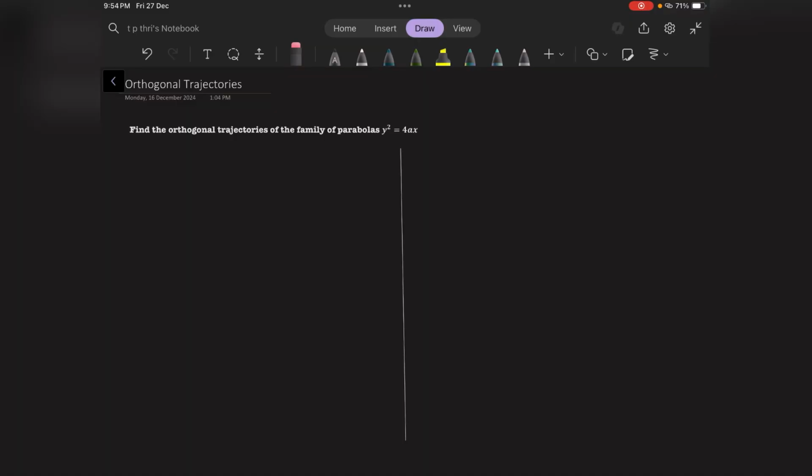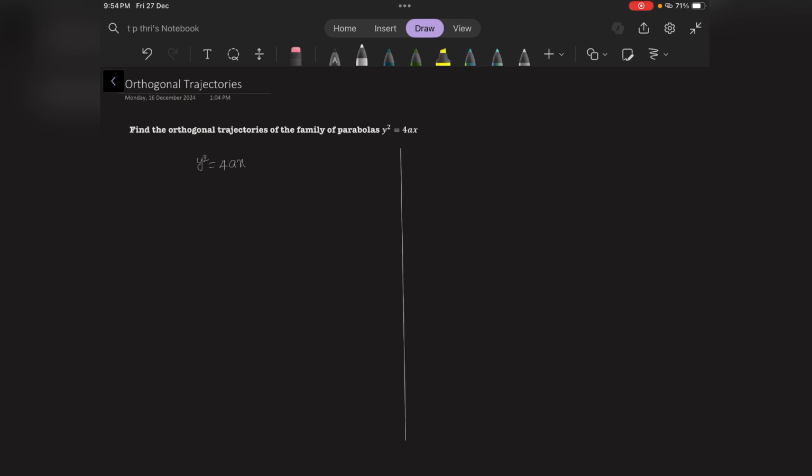Today let us solve a few problems on orthogonal trajectories, and the first problem I am going to do is finding the orthogonal trajectories of the family of parabolas y square is equal to 4ax. Now let us try to find the orthogonal trajectories of this. First I will write the given equation y square is equal to 4ax.